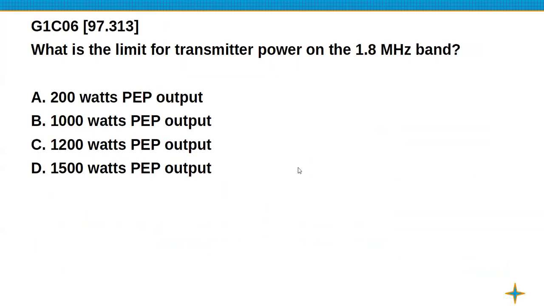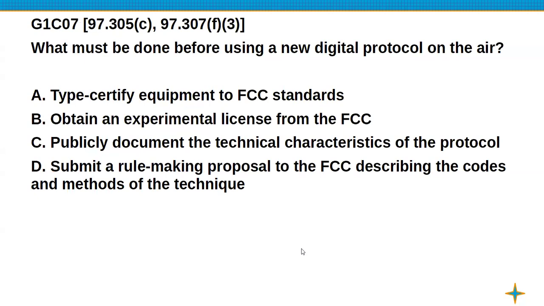What is the limit for transmitter power on the 1.8 megahertz band? That's 160 meters. Yeah, it's actually delta, right? They just did those to see if you were paying attention, because there's only two that are different from the 1500. So if you're not specifying those specific two, all the other answers are going to be 1500.